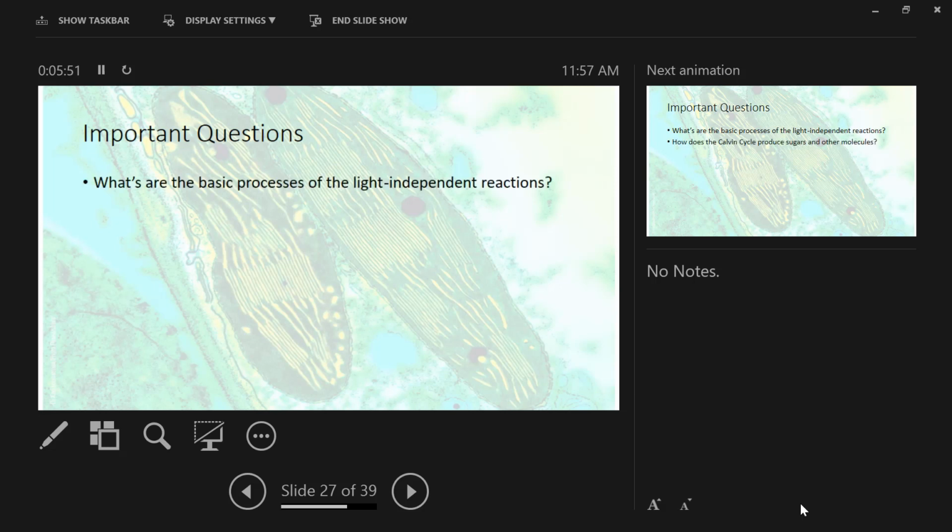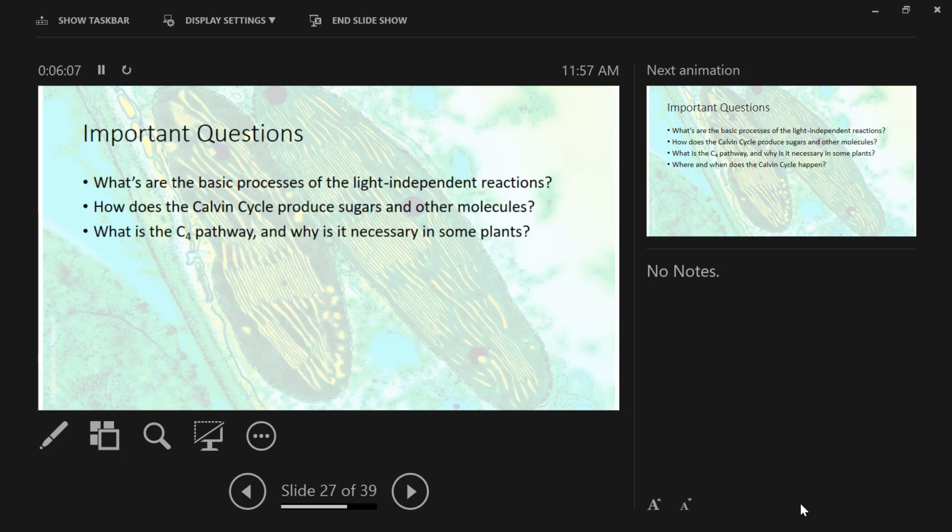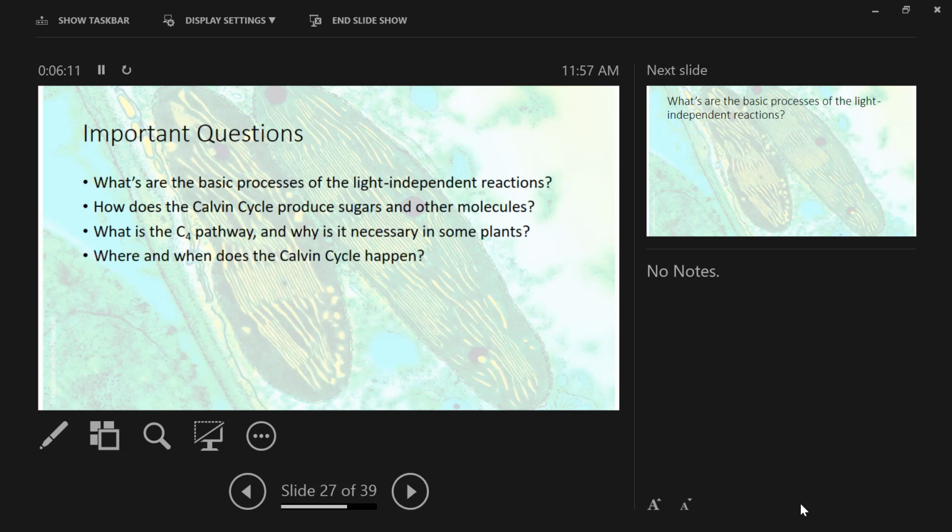All right, our last questions, sorry, plural. What are the basic processes of the light-independent reactions? How does the Calvin cycle produce sugars and other molecules? What is the C4 pathway and why is it necessary in some plants? And then where and when does the Calvin cycle happen? Okay, these are our last 4 questions.